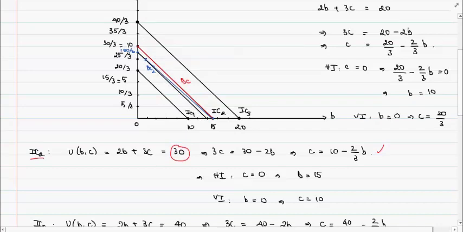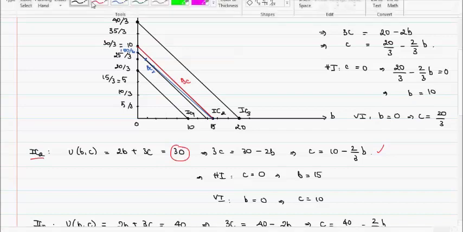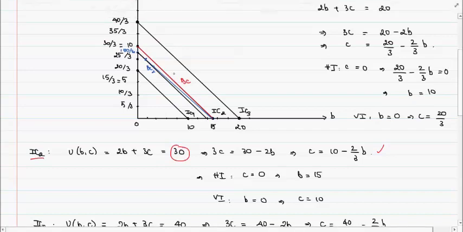And as you can see, any other points on the blue line are going to correspond to a lower utility level than the bundle on the horizontal axis over here. Therefore this bundle over here is going to be the optimal bundle, because it is lying on the highest indifference curve, which is indifference curve 2 for the consumer.